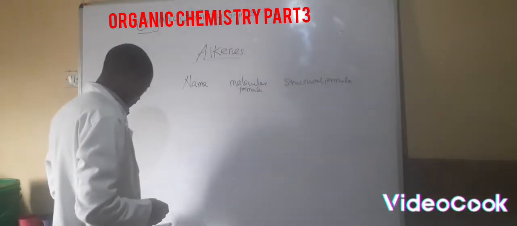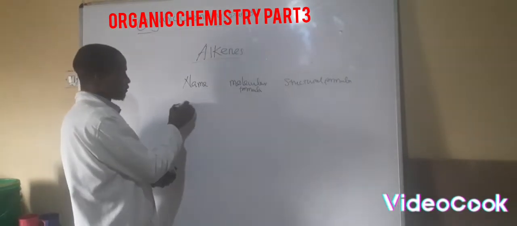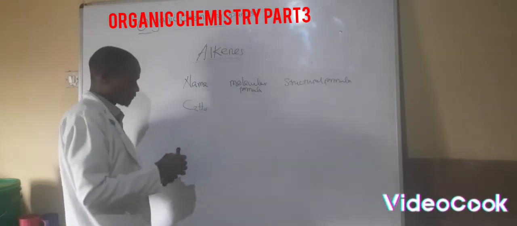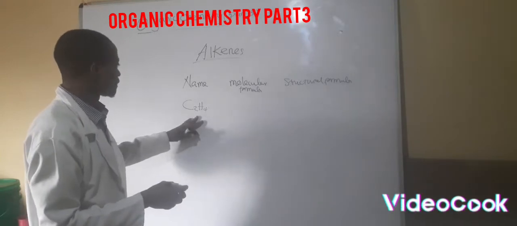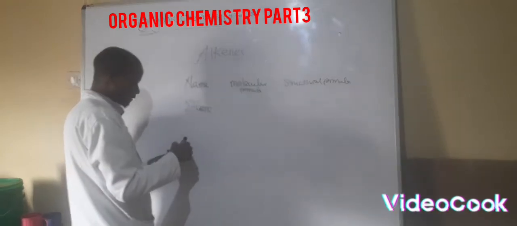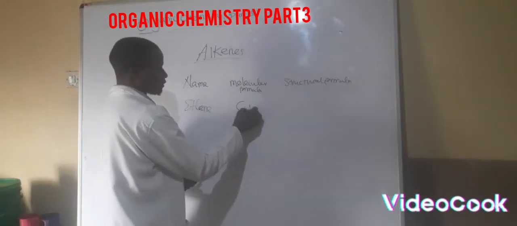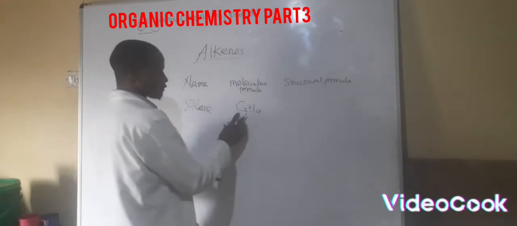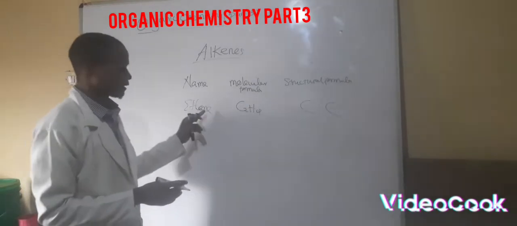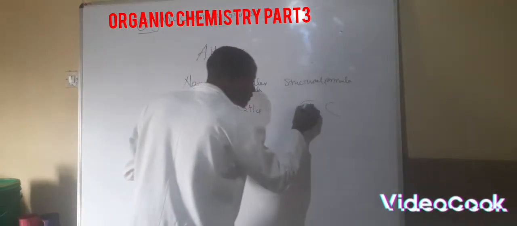The first alkene, as we discussed earlier on, is called ethene, which is C2H4. We used the general molecular formula to write this. So the name is ethene, and the molecular formula is C2H4. For the structural formula, we draw the two carbons. Now we are saying that alkenes like ethene have a double bond between the carbon atoms. So there should be a double bond between these two carbons.